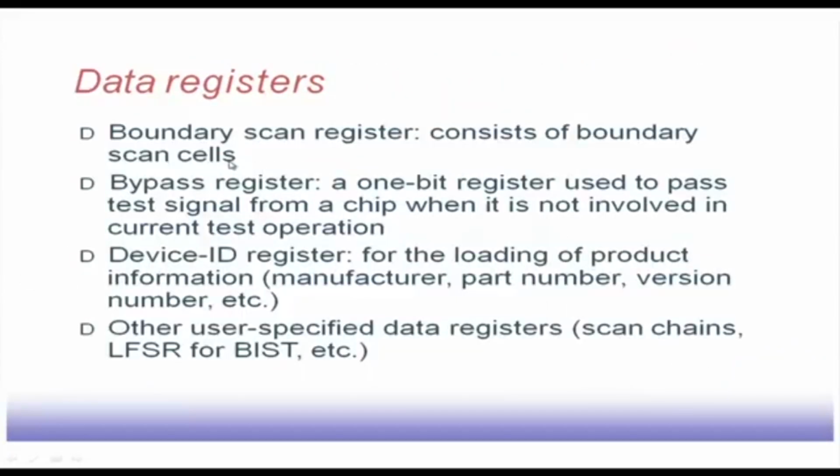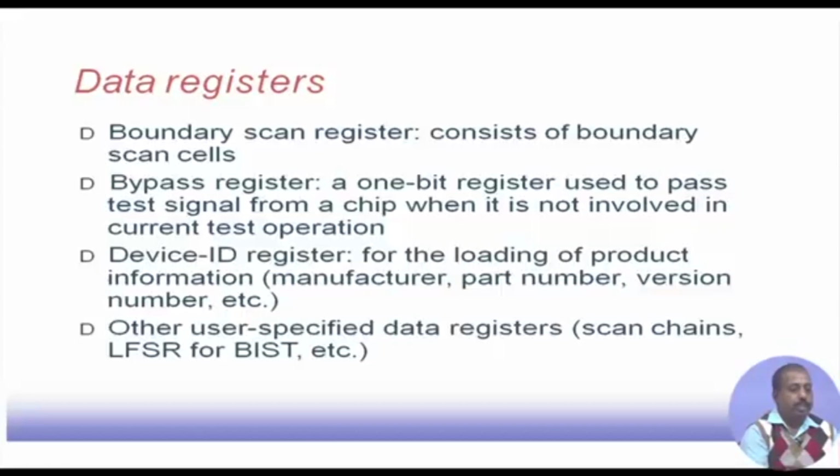So, we will start with the boundary scan register. It consists of the boundary scan cells, then the bypass register. This is a 1 bit register used to pass test signal from a chip when it is not involved in the current test operation. So, this is basically bypassing the entire chain for a particular chip.